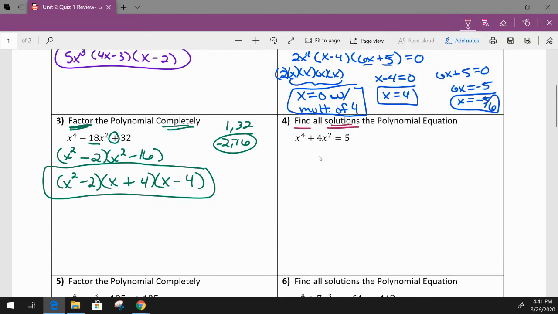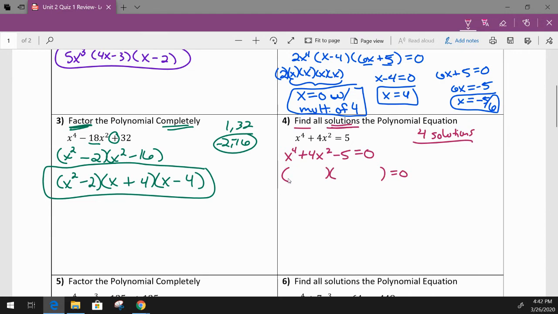So we are solving. And if we look at this polynomial, the degree is 4, so there should be 4 solutions that we're looking for. With polynomial equations and quadratic equations, when you have two different terms that have a variable in them and they're not like terms, you do want to set the equation equal to 0. So x to the 4th plus 4x squared, and then when you subtract the 5, it will be minus 5 equals 0. So we're going to factor this now, just like the other one, into our two sets of binomials.